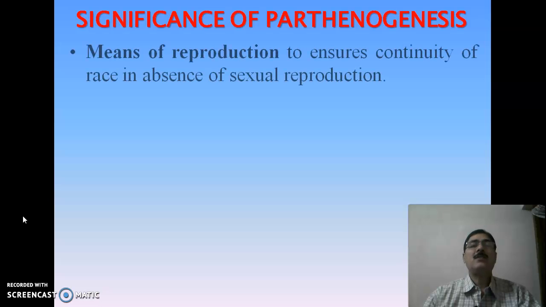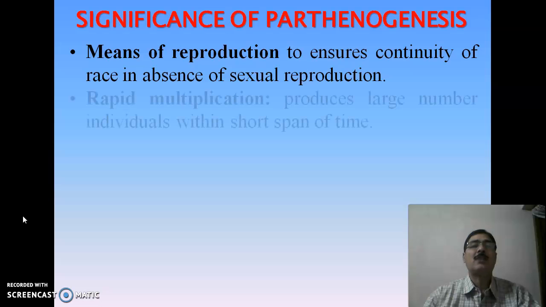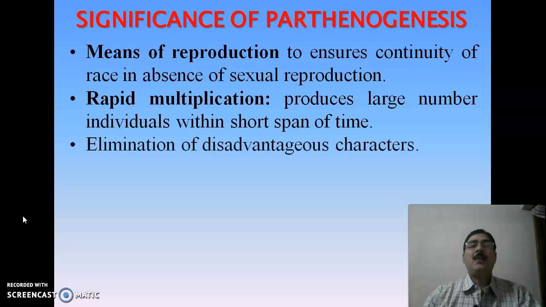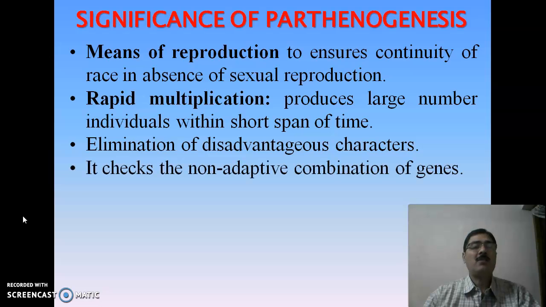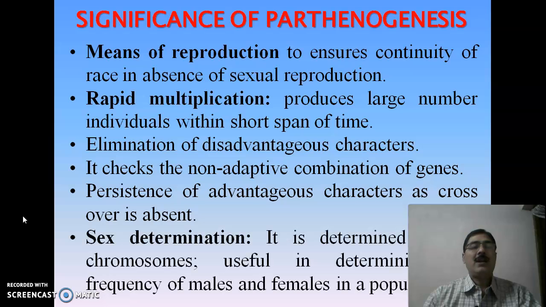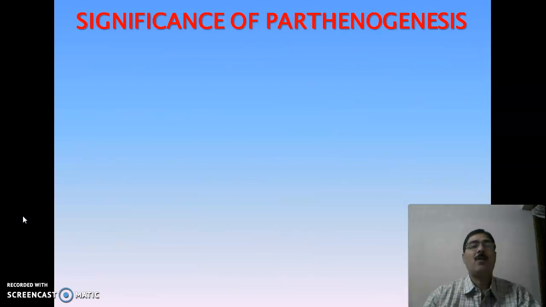Now the significance, it is a means of reproduction to ensure the continuity of race in the absence of sexual reproduction. It is very rapid multiplication because it happens in a short span of time. It eliminates the disadvantageous character. It checks the non-adaptive combination of genes. It is responsible for persistence of advantageous characters as the crossover is absent. It is responsible for sex determination, which we have already seen in the case of bees, ants, and many insects. Males are haploid, females are diploid.